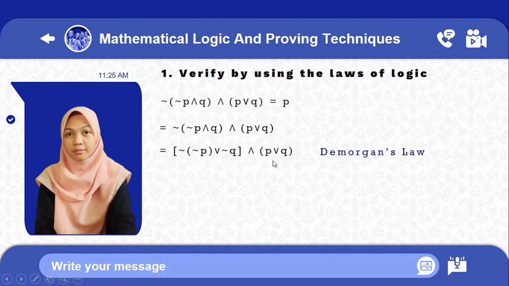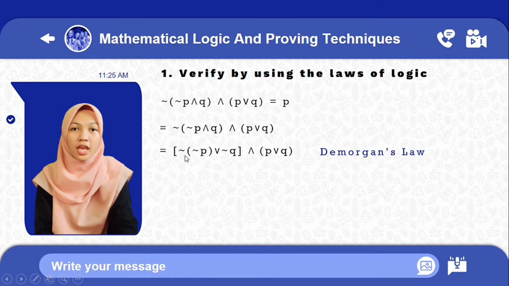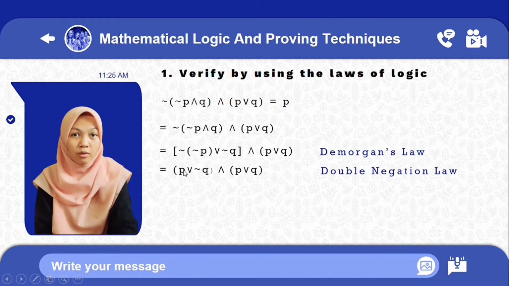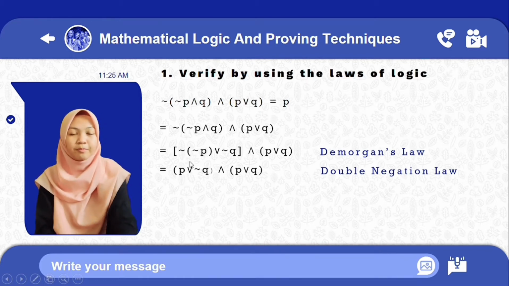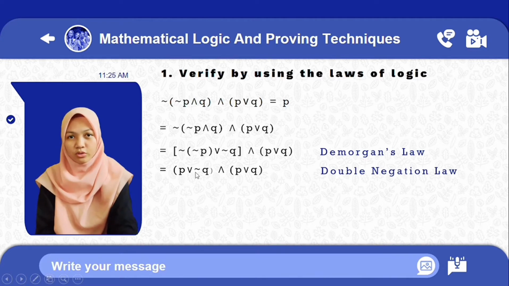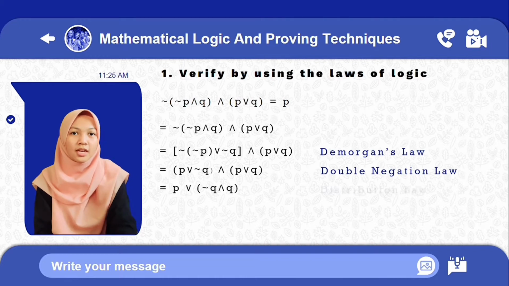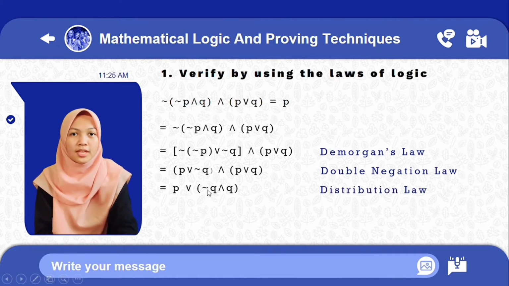Okay, the next step, as we can see, there are two negations here. If we see it like this, we can apply the double negation law. The double negation law will give the original statement, that is P. So we can write P or negation Q in bracket, and in bracket P or Q. The next step, we can see there are two P on this side and this side. What law can we apply? We can use the distribution law. We can put negation Q and Q in one bracket and let the P be outside.